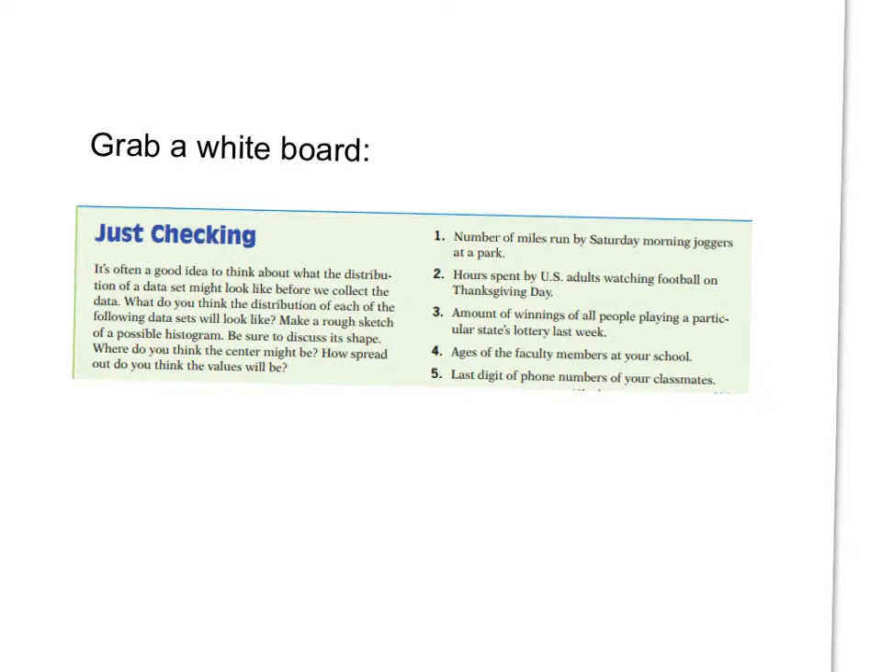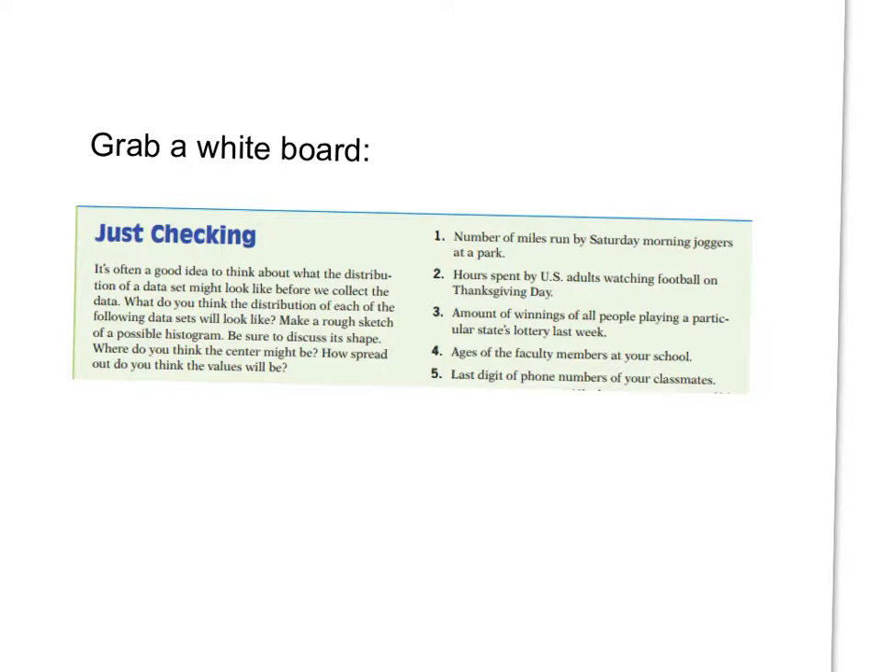3, amount of winnings of all people playing a particular state's lottery. Strongly skewed to the right, because you literally don't have many people actually win money. Most everyone at 0, a few small prizes with the winner being an outlier.